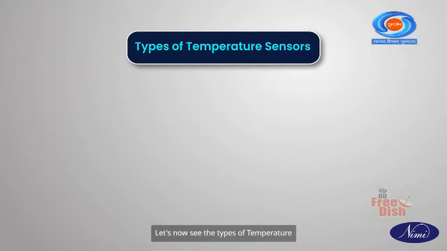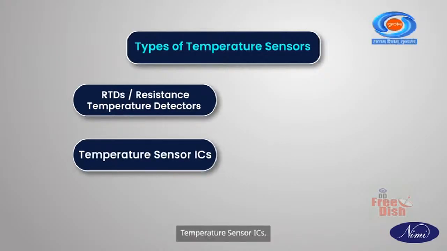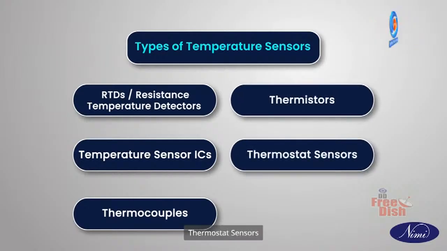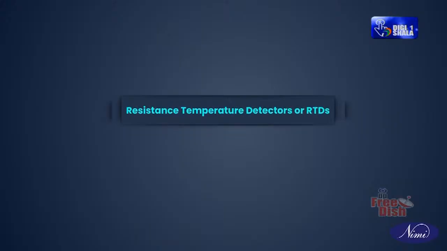Let's now see the types of temperature sensors. The types of temperature sensors that we will look into are RTDs or resistance temperature detectors, temperature sensor ICs, thermocouples, thermistors, and thermostat sensors. Resistance temperature detectors or RTDs.